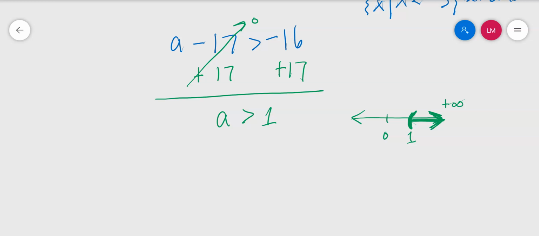Now for interval notation, notice we have our parenthesis for our 1, comma, and I have that positive infinity on the right of the comma, and remember, parenthesis. So this is interval notation.